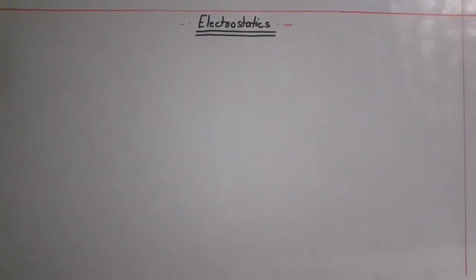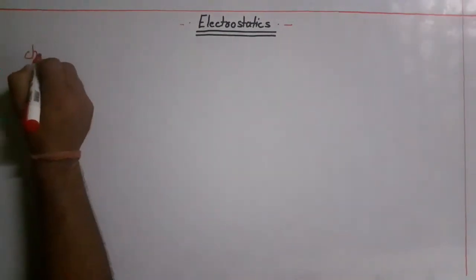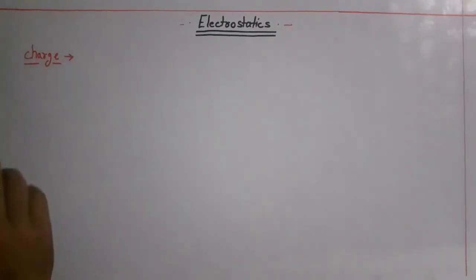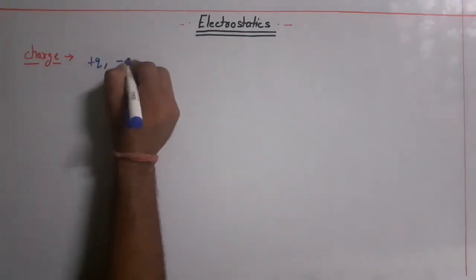Today we are going to discuss our chapter, electrostatics. Electro means charge and statics means rest. So we are going to discuss charge at rest. Charges are of two types. Number one is plus q and minus q.